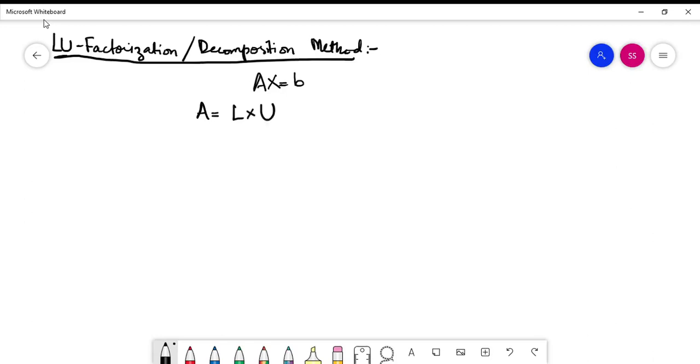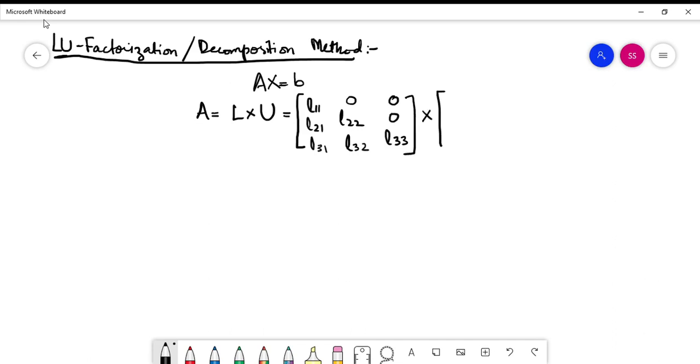Be sure about the order. The first matrix, L, is the lower triangular matrix, and the second matrix, U, is the upper triangular matrix. As you know, matrix multiplication is not commutative: LU is not equal to UL, so you have to write L first. Lower triangular means the entries in the lower part are non-zero and the upper entries are 0. So L11, L22 and L33 are non-zero, and all the upper entries are 0, and L21, L31 and L32 are non-zero. This is the lower triangular matrix.